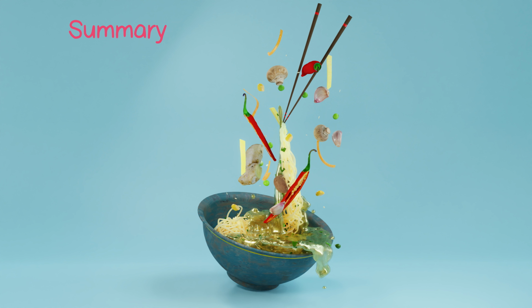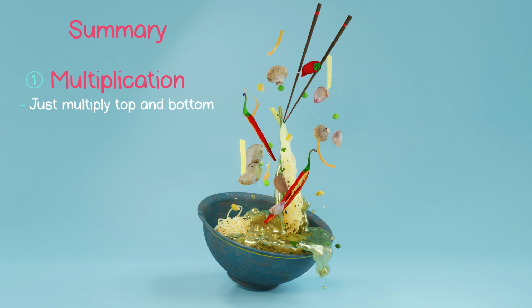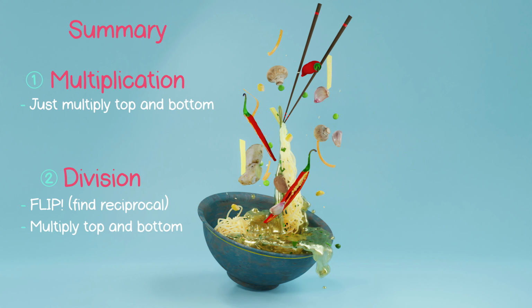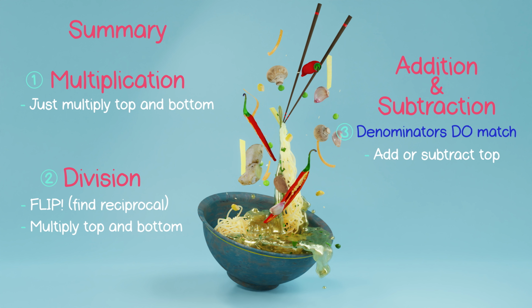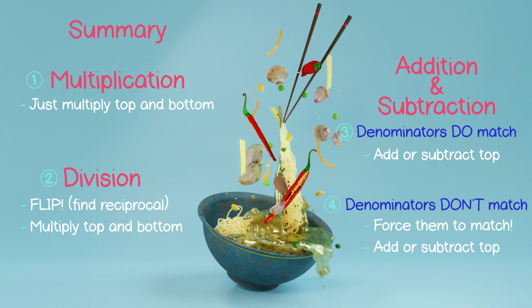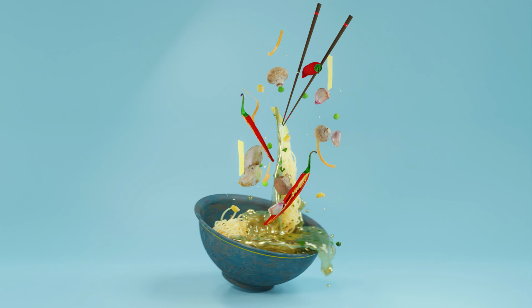So, as a final recap, to multiply fractions, we just multiply our numerators and denominators and check and see if our answer can simplify. To divide fractions, we get our reciprocal, which we do by performing our flip, and then we do exactly the same as multiplication, and we treat it as a multiplication question. For addition and subtraction, you check to see if your denominators match. If they do, you simply add or subtract your numerators, and if they don't match, then you force them to match, and then add or subtract your numerators.